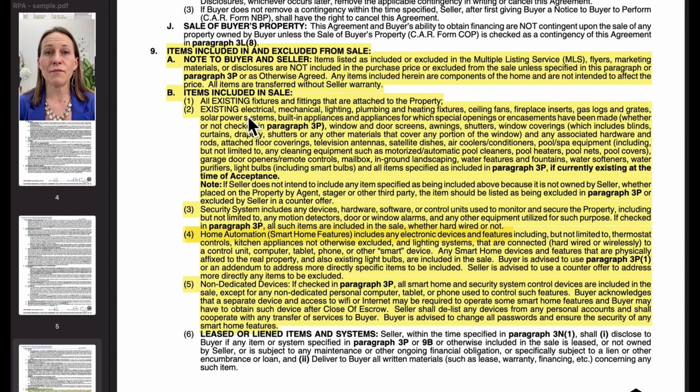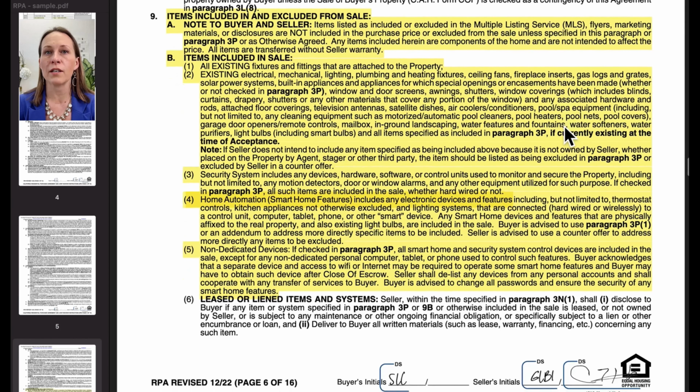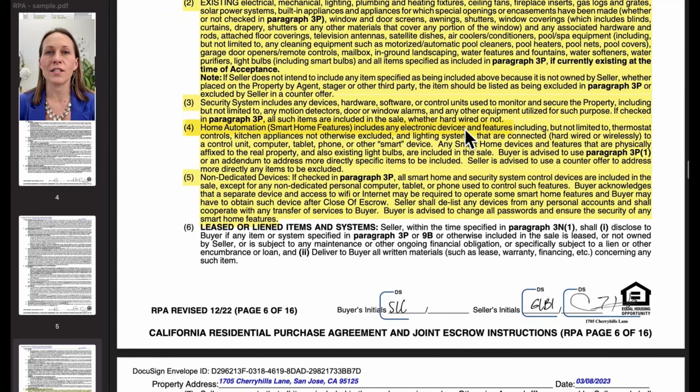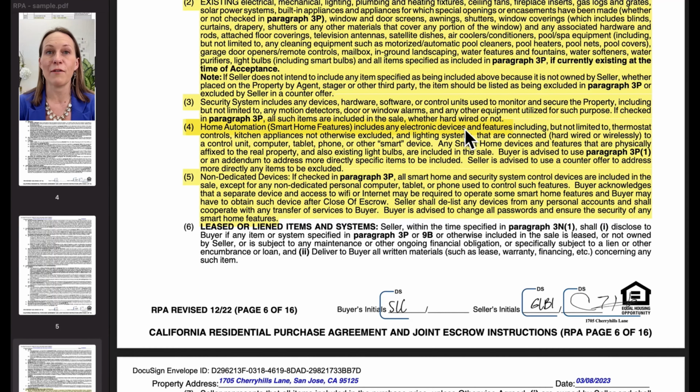So all existing fixtures, which means things attached to the property, are included. That includes things such as, of course, ceiling fans and plumbing fixtures. It also includes solar systems and built-in appliances, any window coverings such as draperies or shutters, or any sort of blinds. It of course includes air conditioning units, pool equipment. This list goes on and on. So if you want to read more details, of course do that.